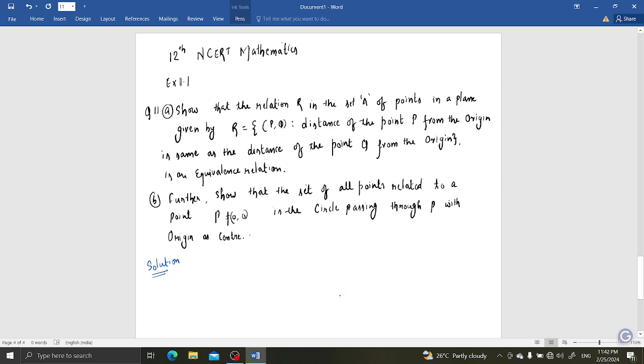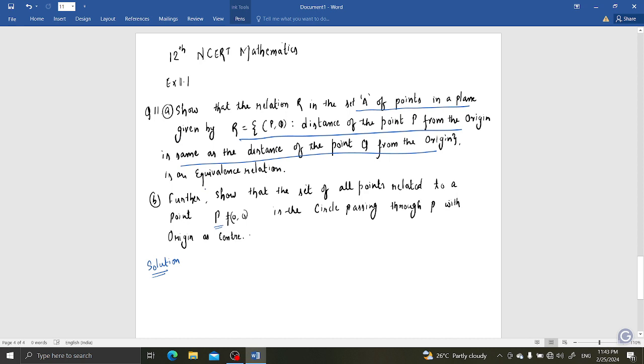In this lecture, I'll discuss question number 11 of exercise 1.1. For this question, we have two parts. In the first part, we need to prove the relation R, which is defined as follows, is an equivalence relation on set A, the points in a plane. Further, we need to prove that for some non-origin point P, the collection of all the elements related to P forms a circle.